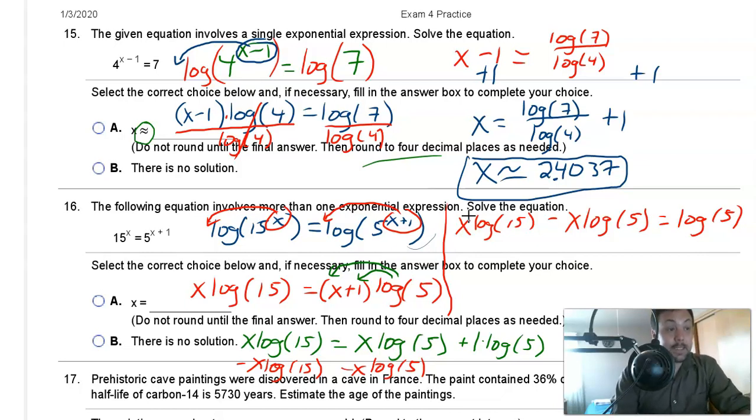what you do with this is you factor out the x, right? It's a common factor in both of these terms, so I'm going to factor it out as a common factor. What I'm left with is log base 10 of 15 minus log base 10 of 5 equals log base 10 of 5.